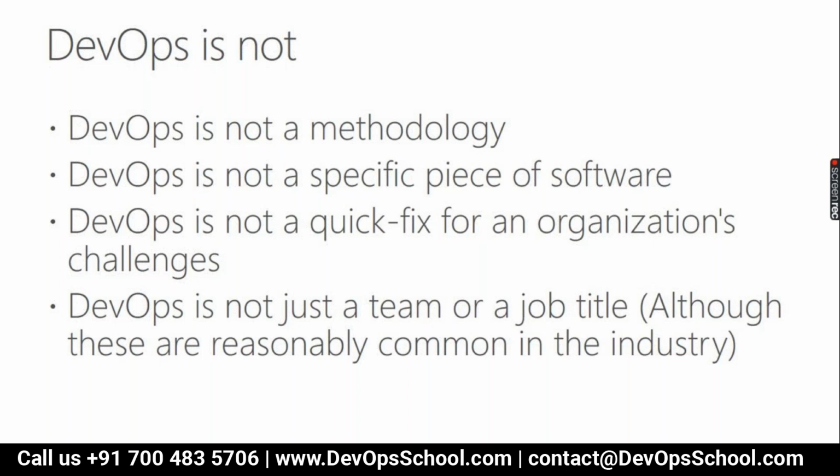DevOps is not just a team or job title. It is a union of people, process, and product, or tools. DevOps is not a job title. Like if I'm working as a DevOps engineer, it's not a job title, or we're just saying it's not a title?